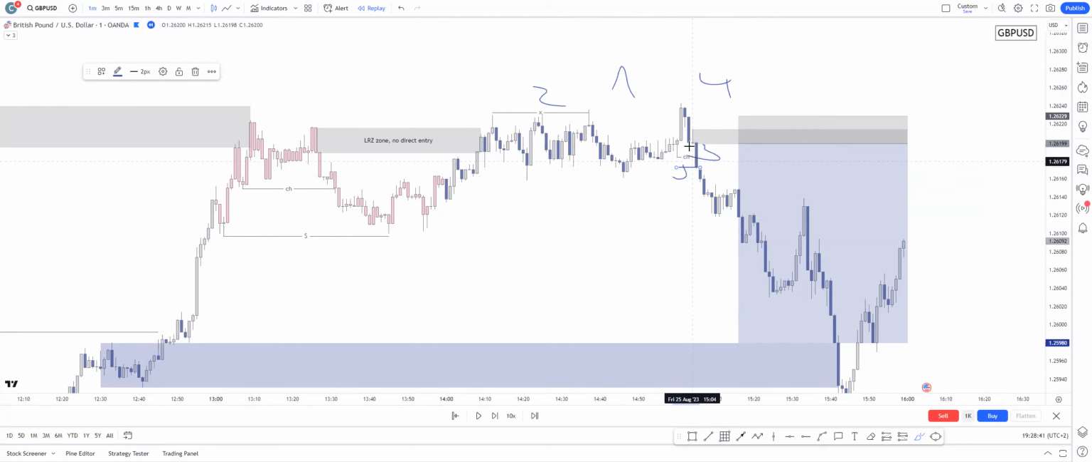Change of character happened. We could count the V-shaped recovery, especially after the liquidity sweeping movement, but also price V-shaped reacted at first on this supply area. So technically we could count the V-shaped recovery in this case. So this was my 7th criteria. 5th one was the 50% mitigation. 8th one was the liquidity target.